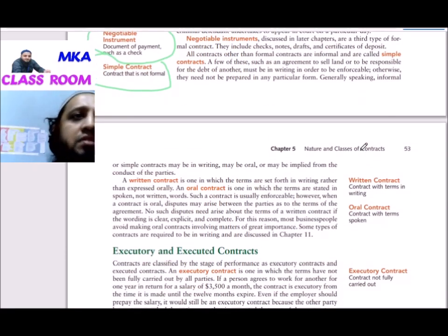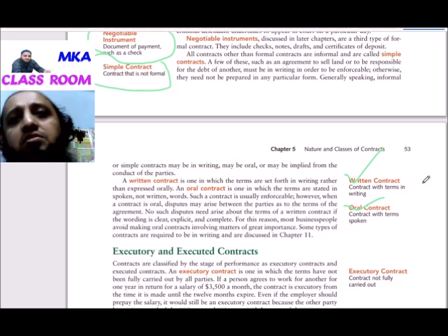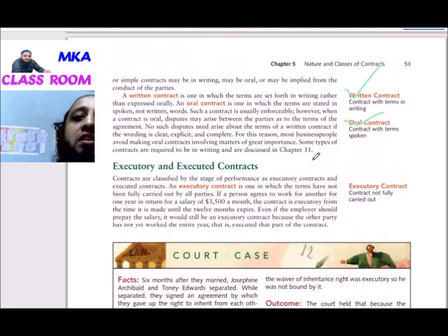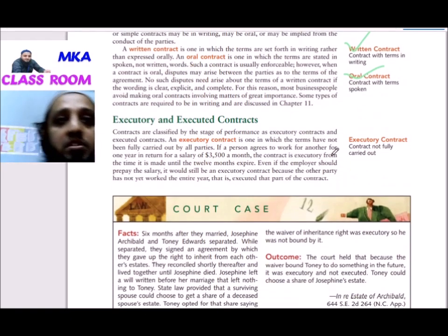Other types are written contracts and oral contracts. Whenever all the matters of the contract are written, it is called a written contract, and whenever it is spoken orally by the two parties, that we will abide by this, that is the oral contract.